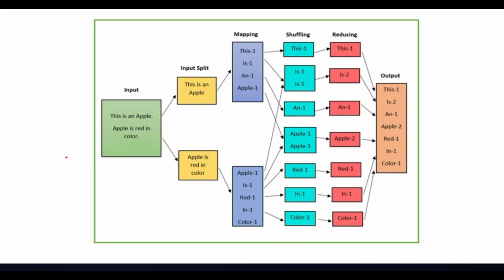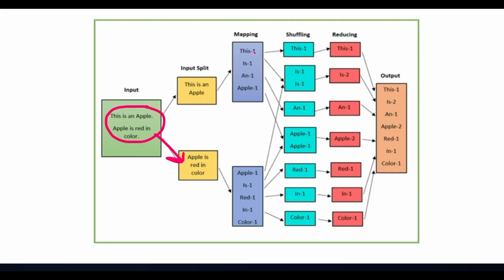For example, this is the data that we are inputting: This is an apple, and apple is red in color. So this is the input of two sentences. Now consider this as very big data that can't be processed all at once. So what we did was split this data into two parts. First is the input split: this is an apple, and apple is red in color. These two parts are the split data.